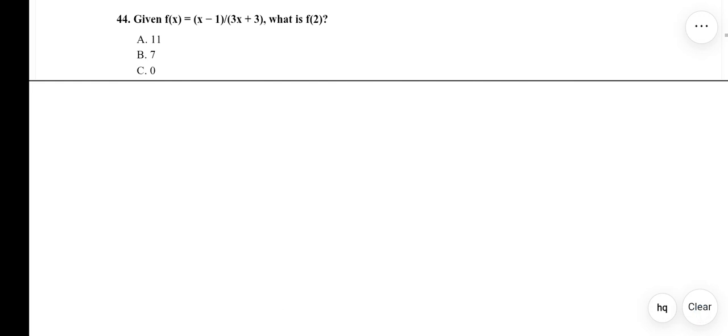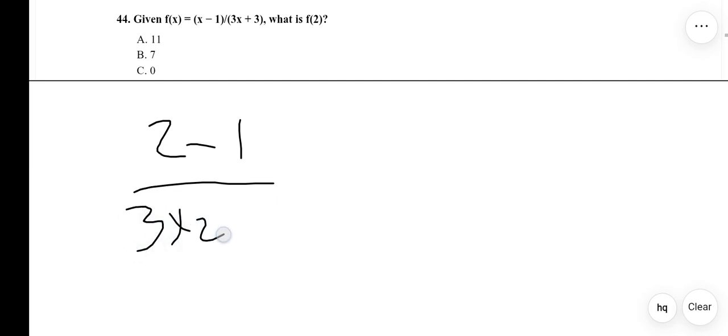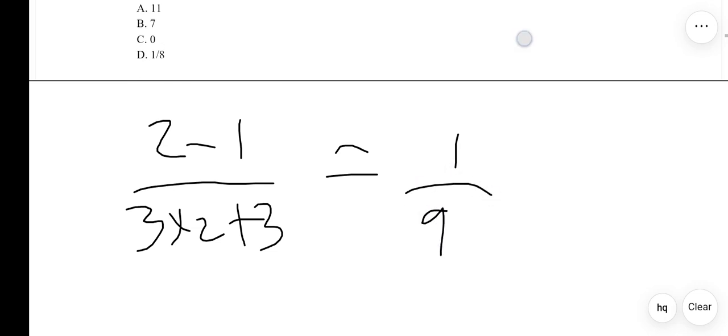We have that if f of x is this, we find f of 2. So we are replacing our input, which is x, with 2. So anywhere we see x, we replace it with 2. So 3 times 2 plus 3. So 2 minus 1 is going to give me 1. 3 times 2, 6. 6 plus 3, 9. So my answer is 1 all over 9.